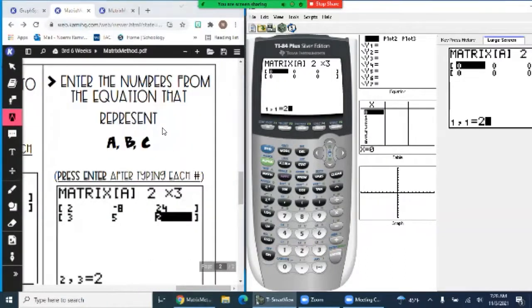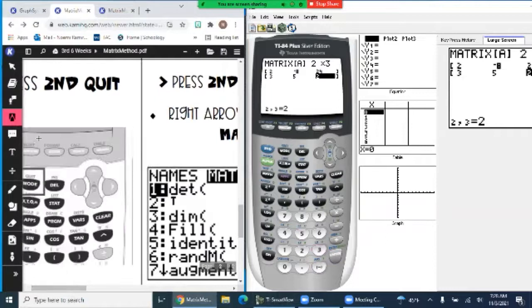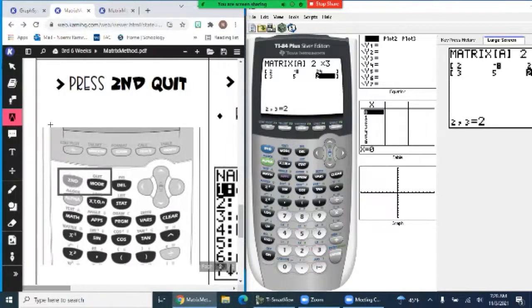So here we go, 2, enter, -8. Don't type any minus signs in here. 24, 3, 5, and 2. Okay, after that, going down to the next row, very, very important, most forgotten step: second, quit. So you want to go back to the home screen like so.